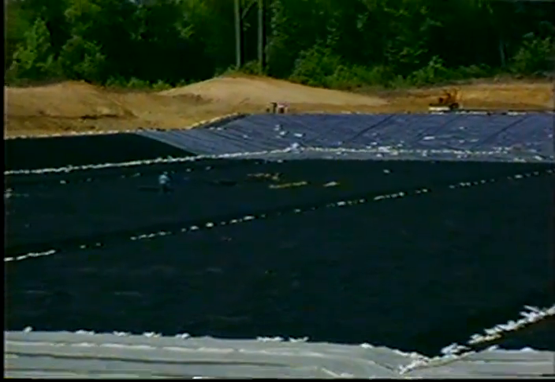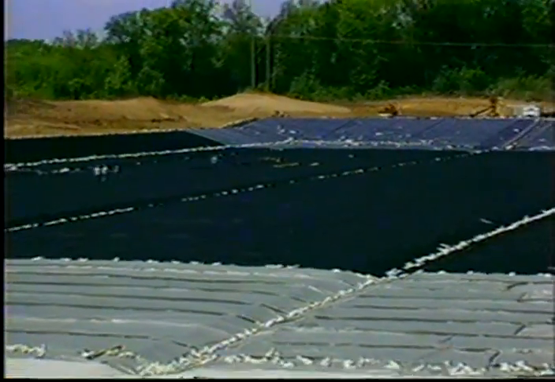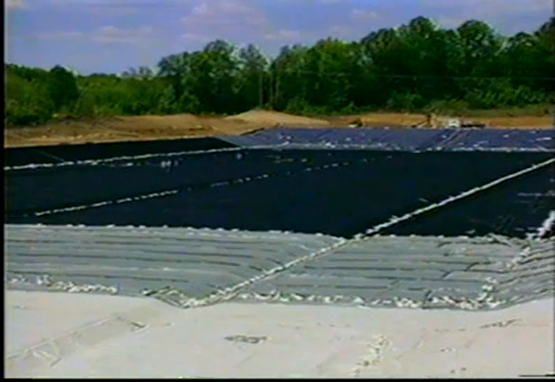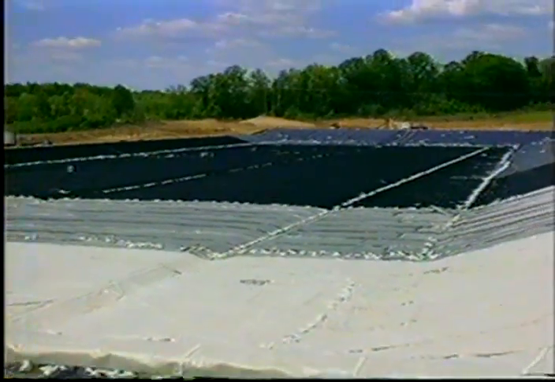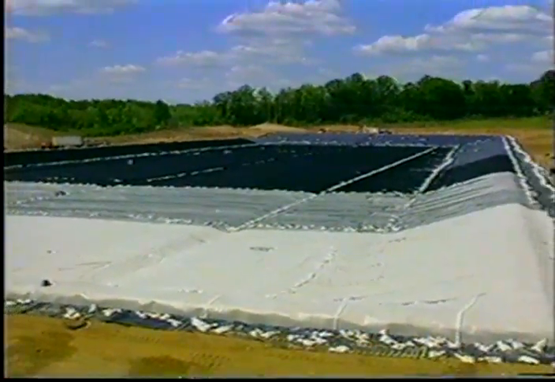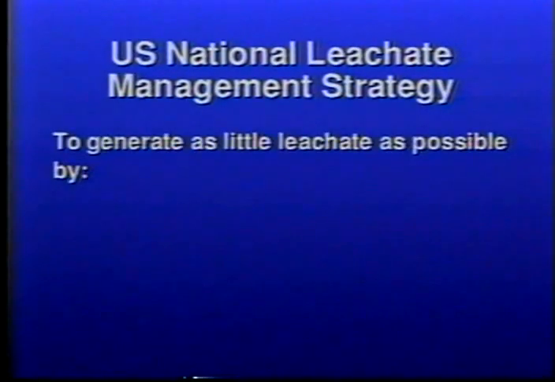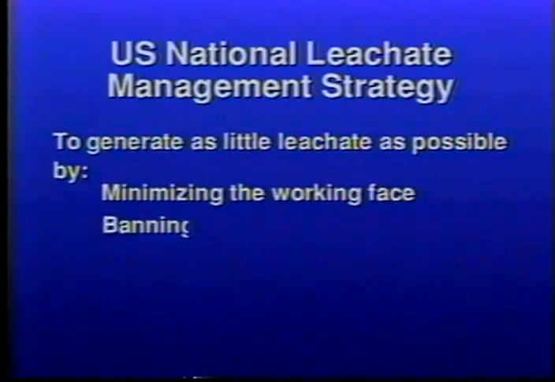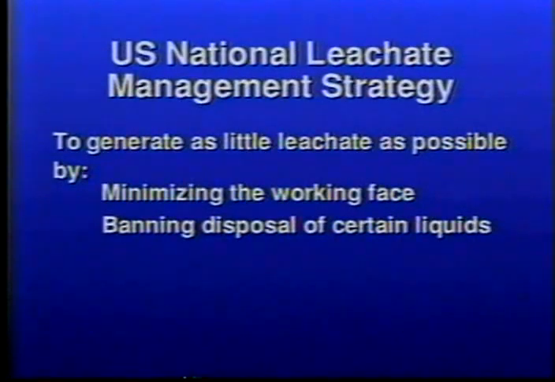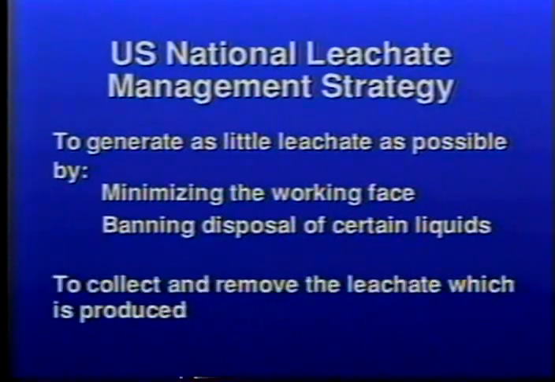To prevent leachate from contaminating water supplies, most industrialized countries now closely regulate the way landfills are designed, constructed, and managed. In the United States, the national strategy for leachate management is to generate as little leachate as possible by minimizing the working face and by banning the disposal of certain liquids, and to collect and remove the leachate which is produced as far as is practicable.